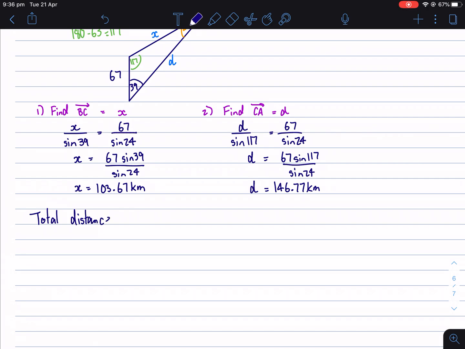So his total distance is really the perimeter of this triangle. It's the 67 from A to B, the 103.67 from B to C, and the 146.77 from C to A. Which gives us 317.44 kilometres. They said to the nearest kilometre, so we're going to go 317 kilometres.